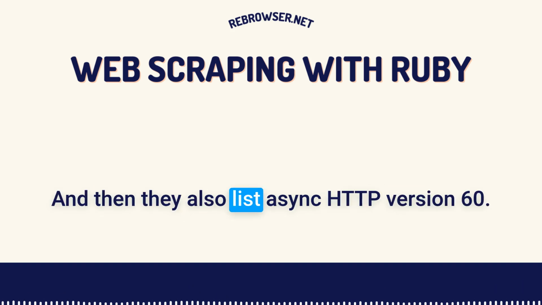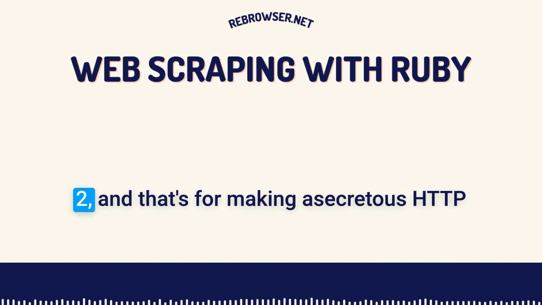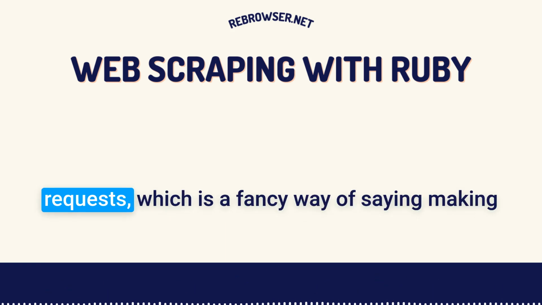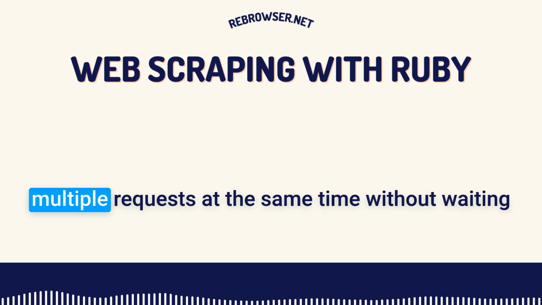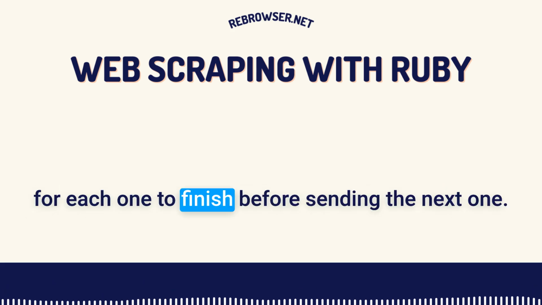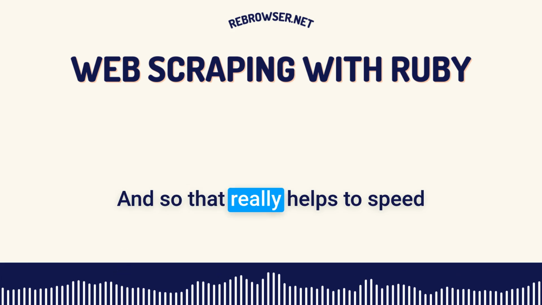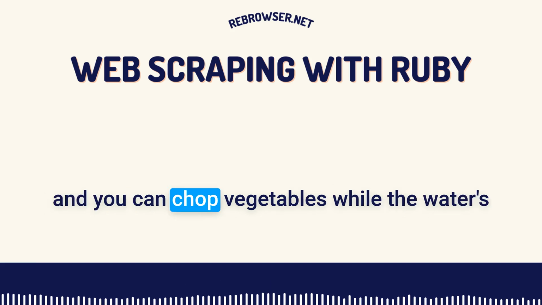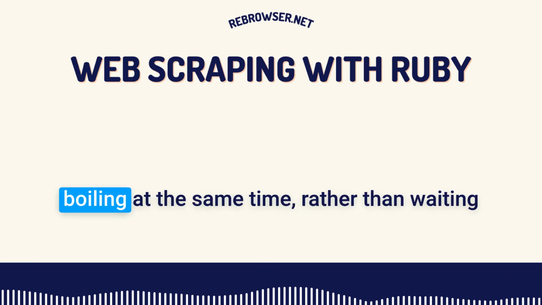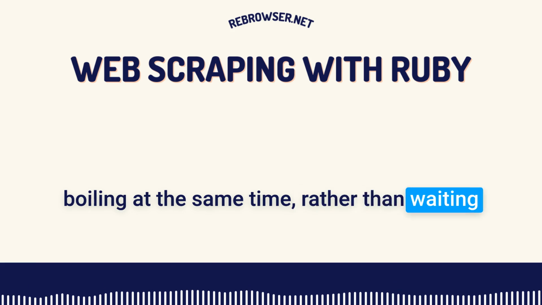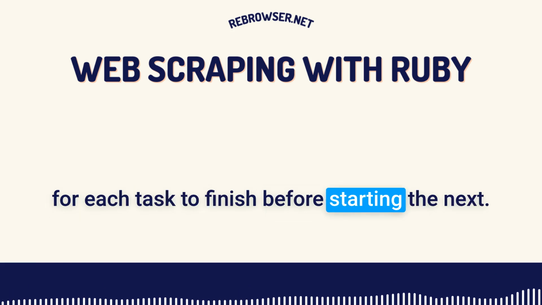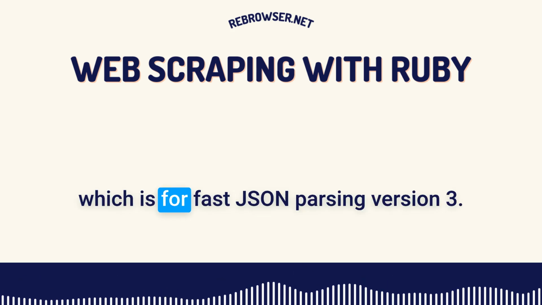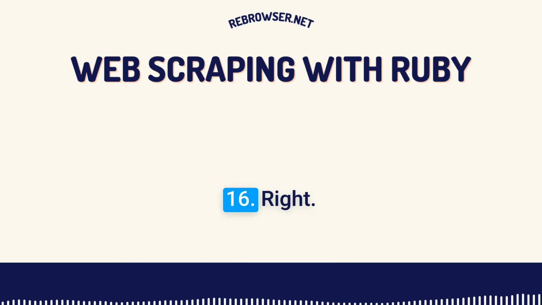And then they also list async-http, version 0.60.2. And that's for making asynchronous HTTP requests, which is a fancy way of saying making multiple requests at the same time without waiting for each one to finish before sending the next one. And so that really helps to speed up the whole process, right? Yeah, imagine you're cooking a meal and you can chop vegetables while the water's boiling at the same time rather than waiting for each task to finish before starting the next. Okay, I like that analogy. And then finally they mention Oj, which is for fast JSON parsing, version 3.16.